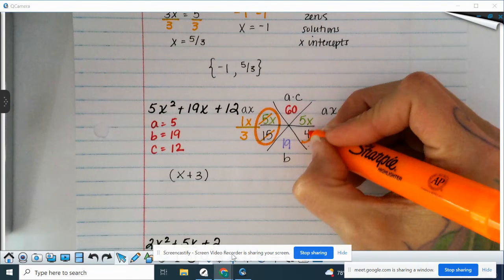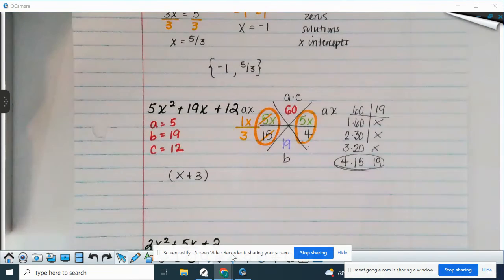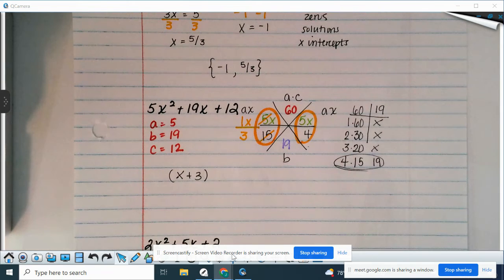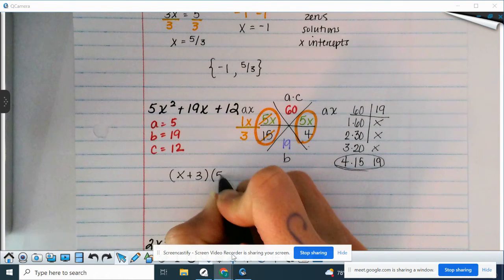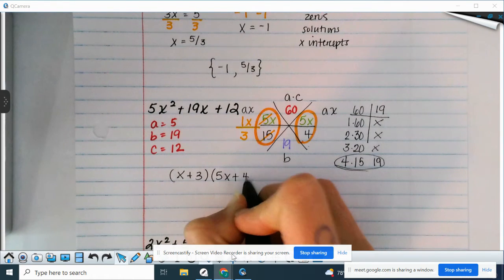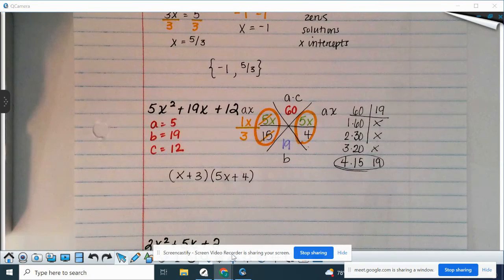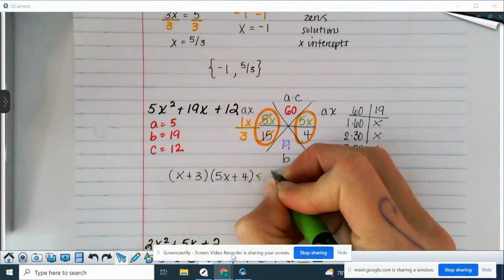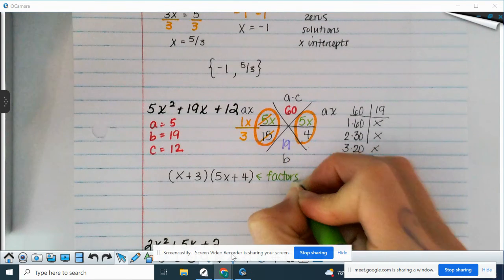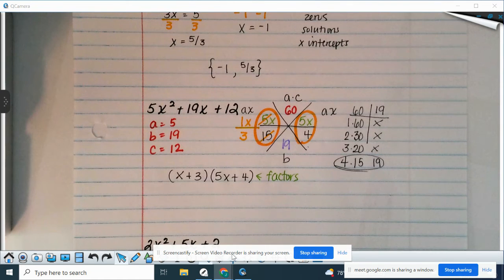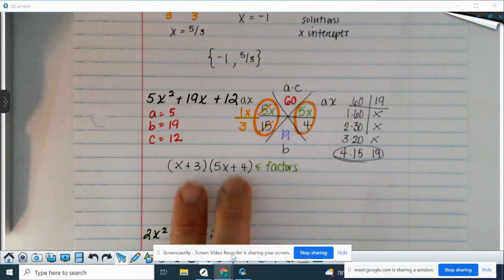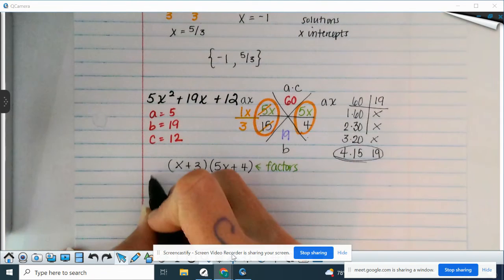5 over 4, looking at the not fraction. 5 and 4, 5 is prime, not even, all those fun things, so it can't be reduced. So we're just going to write it as is. So 5x plus 4. These are the factors. So if it said factor it, you're done. If it says solve it or asks what the solutions are, what are the x-intercepts, what are the zeros, then you are not done. When you're solving for zeros, you are going to set both of these factors equal to 0 and then solve for x.